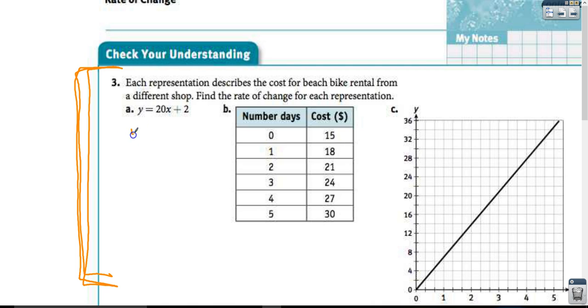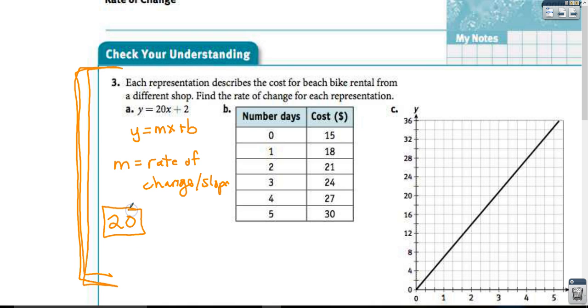The rate of change here, if we put it in slope-intercept form, the rate is always m because the rate of change is the same as the slope. Our m is 20. Letter B, we notice 15 to 18 is 3. 0 to 1 is 1. Let's check for a pattern. 18 to 21 is 3 again. 21 to 24 is 3. 24 to 27 is 3. And 27 to 30 is 3. Then we can look over here, see they're going up by ones.